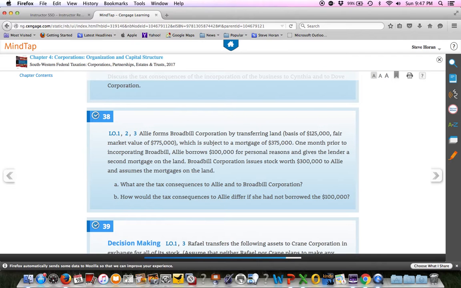Allie's basis in the stock would be 0, which is the $125,000 basis plus the $250,000 gain minus the $375,000 liabilities assumed. Broadbill would have a basis of $375,000, which is the $125,000 carryover basis from Allie, plus the $250,000 gain recognized by Allie. So there's a lot going on with 38, but just in that one we deal with 357, B and C.